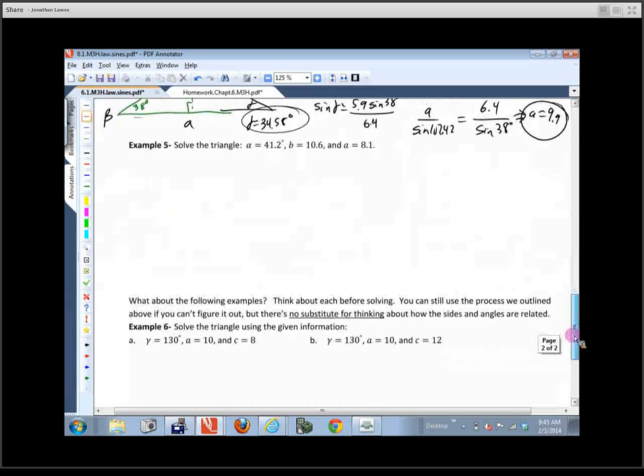Okay, let's take a look at the number 5, and we'll briefly look at number 6. We're not going to be able to finish these today, but this will at least give you enough that you can get started. Okay, let's take a look at this one.